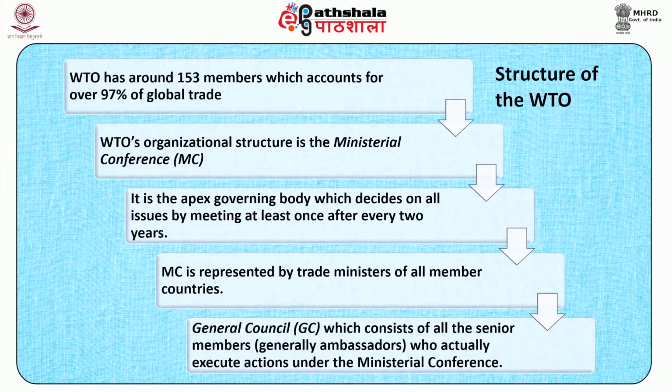The next most important branch of the WTO is the General Council, which consists of all the senior members, generally ambassadors, who actually execute actions under the Ministerial Conference. They work through the WTO headquarters at Geneva. It is also obliged with the duty of settling disputes among members and to regularly review trade policy. Some of the bodies mentioned below are accountable for their duty to the General Council.